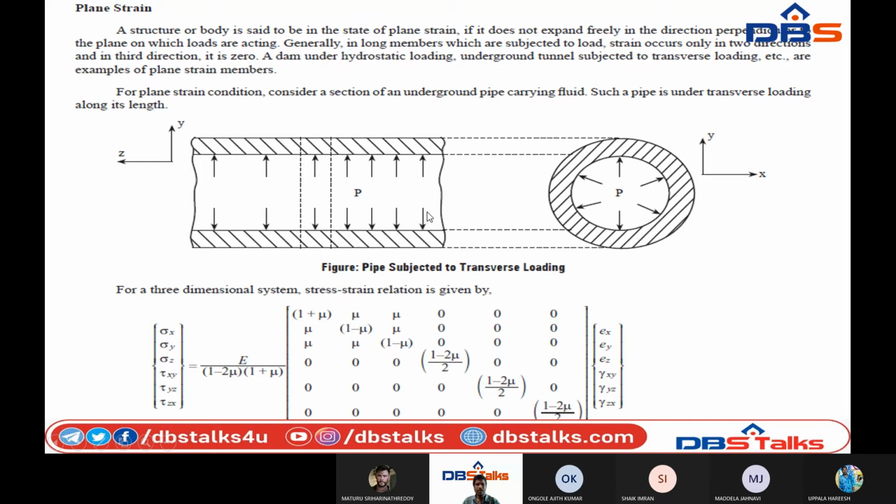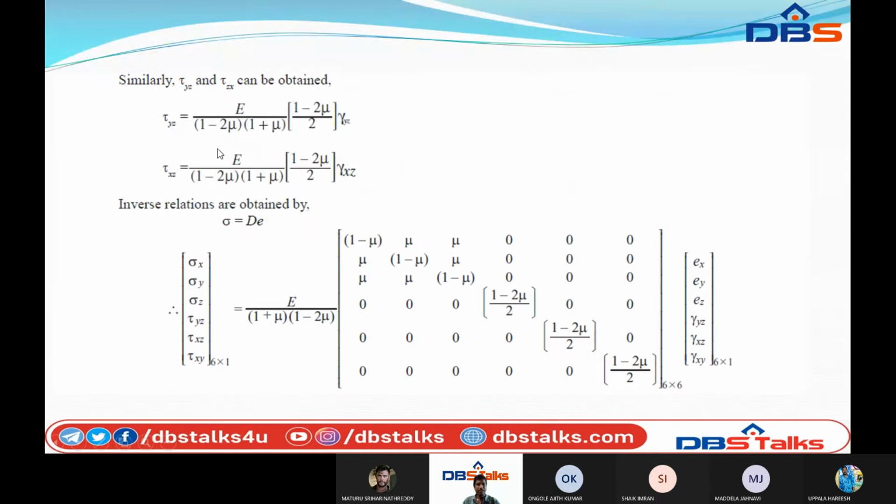That is sigma z or tau xz, tau yz. Those terms will be zeros. Only the forward and backward directions forces are taken into consideration. After that, I'm writing for a 3-dimensional system, the stress strain relation is given by, okay, observe that for this relation, I'm completing the stress strain relation for a 3-dimensional body.